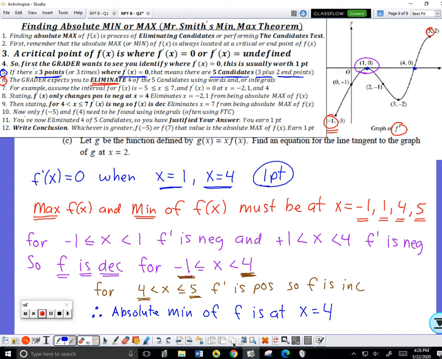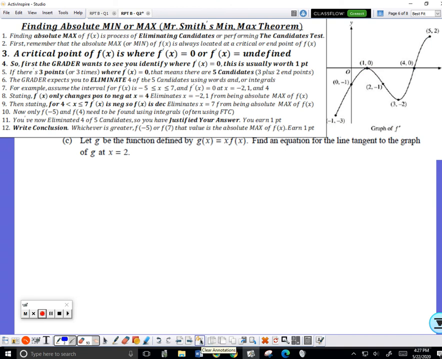So I figured out that f has this type of appearance. F begins at some point. This is where x is equal to negative 1. We don't know the value of f at x equal negative 1. F goes down until we get to x equal 4.